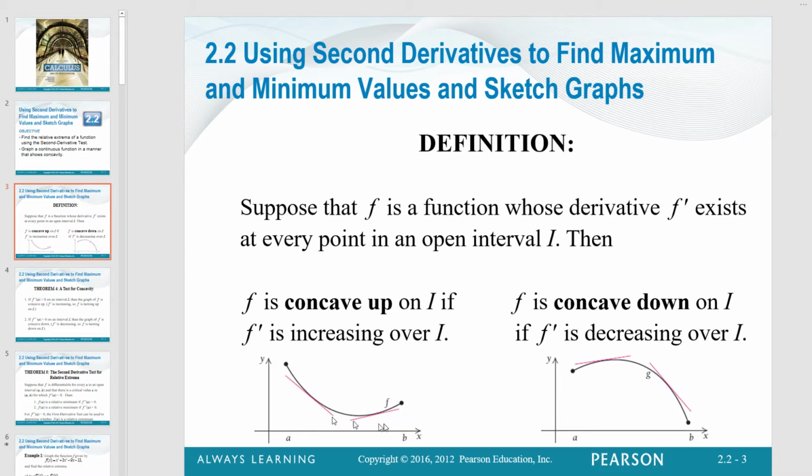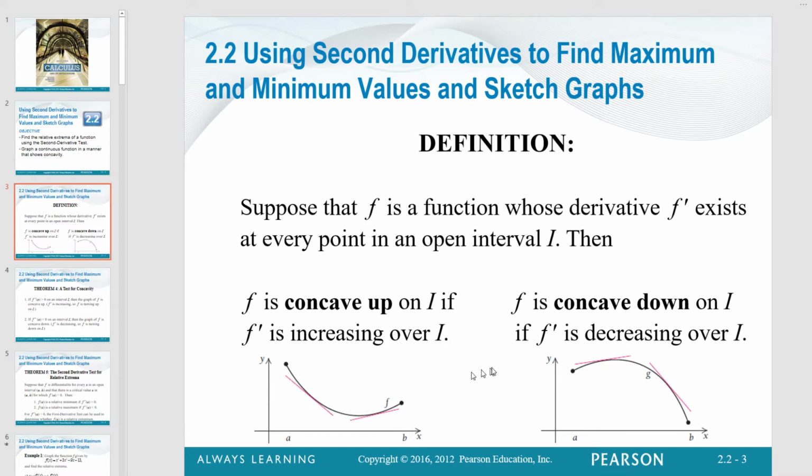graph is concave up. Whereas here, the function is concave down along this interval wherever f prime is decreasing. We also call this where it's less than 0, where f prime is negative. So wherever f prime is negative, it is concave down. Wherever f prime increases, it is concave up. And so this is part of 2.1, the first derivative test.